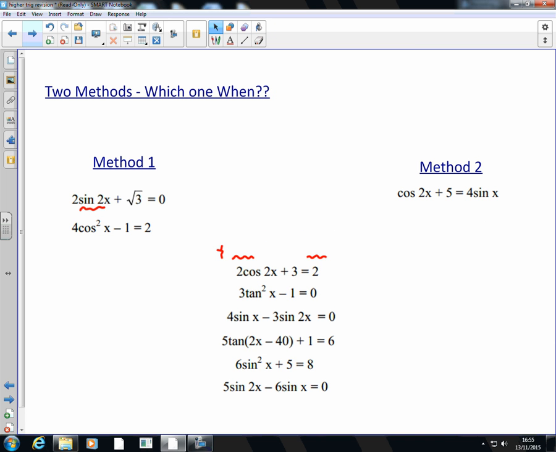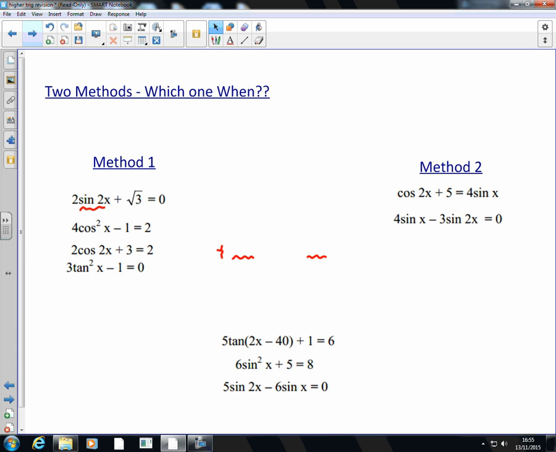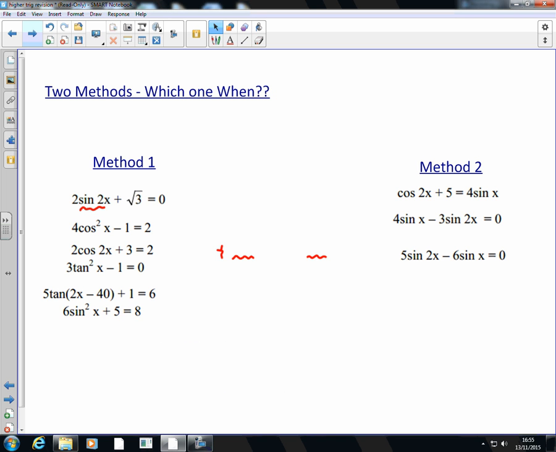We'll look at what these methods mean in a wee minute, but I just want to be able to identify first. One trig term, method 1. One trig term, method 1. Two trig terms, method 2. So you can see the difference, and I've cleverly used method 1 if there's 1 and method 2 if there's 2, but that's how we have to identify.